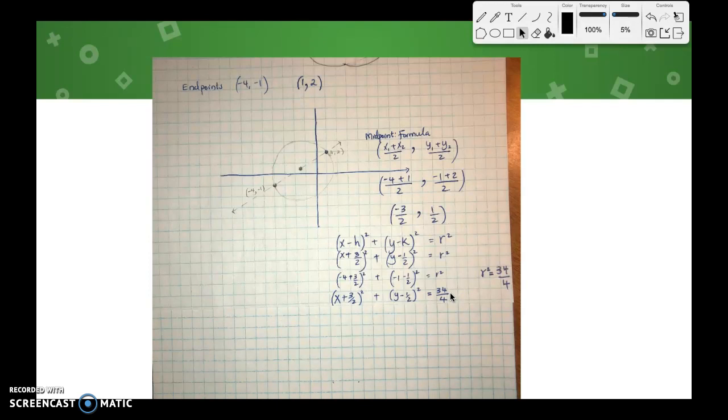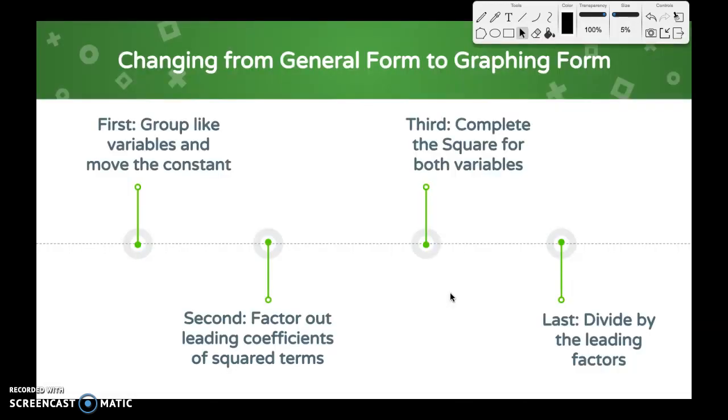All right, I'll be checking your papers to see how you guys approach this. And just another thing that we really need to mention, which is very important, is how do we change from general form to graphing form? So pause this slide and read through this slide.